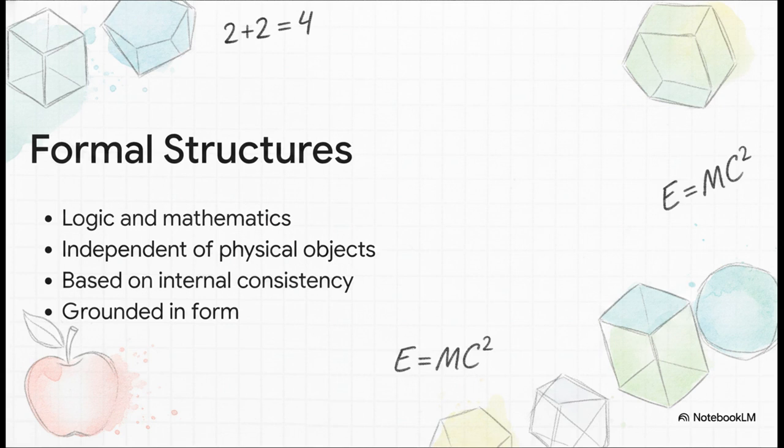So the really crucial takeaway here is that objectivity is grounded in form, rather than material existence. I mean, 2 + 2 = 4 is an objective truth. That's true completely regardless of whether you have 2 physical apples sitting on your desk to count. So right there, we've already found objectivity without objects.